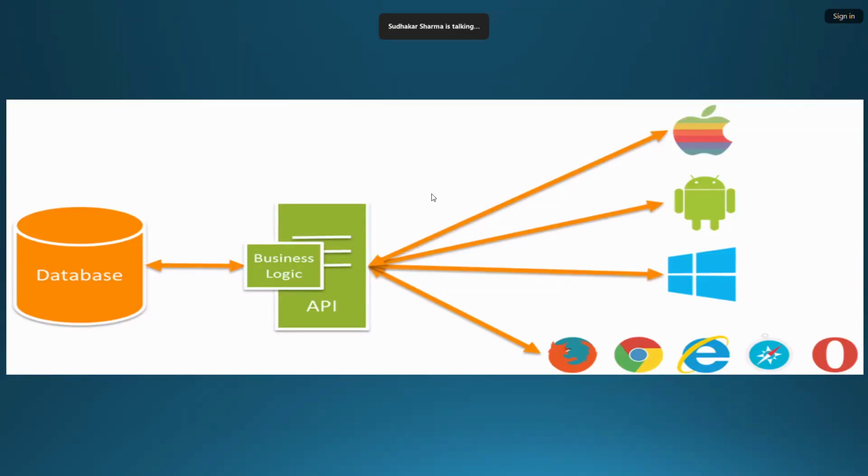So we have a database where the data is kept. We write a business logic. This business logic will convert the data in such a way that it is understandable to everybody. Any browser can understand, any device can understand, any operating system can understand. Before this API, we were using a lot of web services. Every technology was dependent on web services. But now we are migrating from web services to APIs.